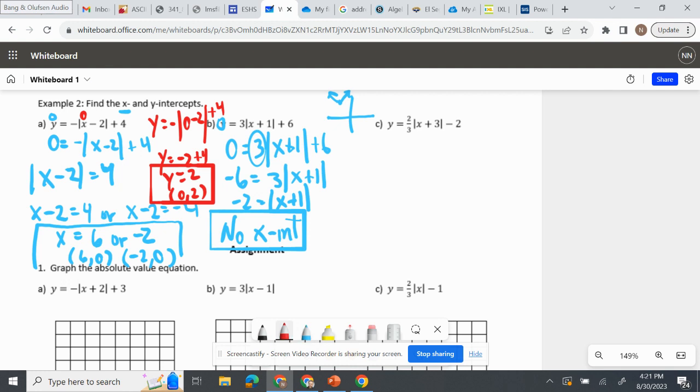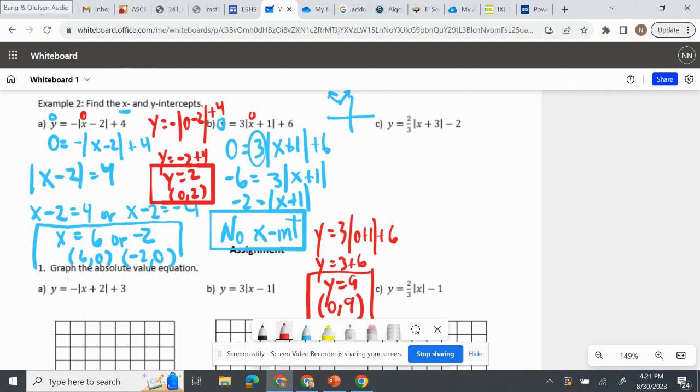Now with the y-intercept, we're going to plug a 0 in for the x. So we have y is equal to 3 times the absolute value of 0 plus 1, and then plus 6. 0 plus 1 is 1. The absolute value of 1 is 1. Times 3 is 3. Plus 6 is 9. So we have 9, or we could write it as an ordered pair, (0, 9).